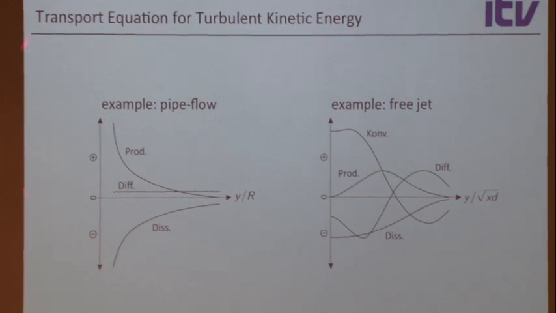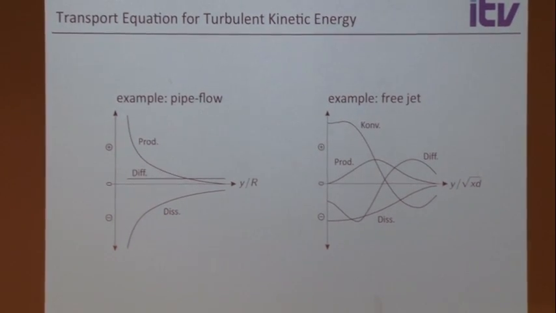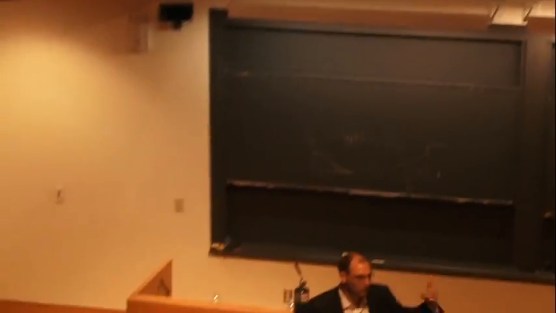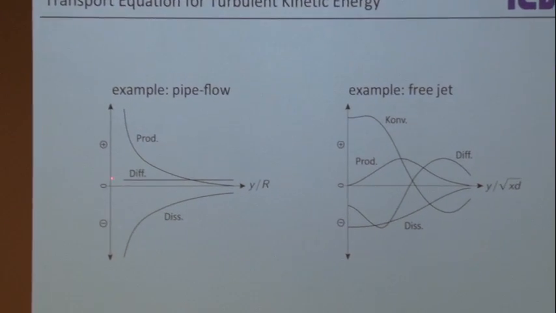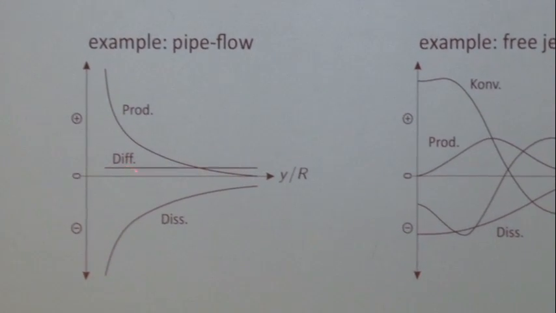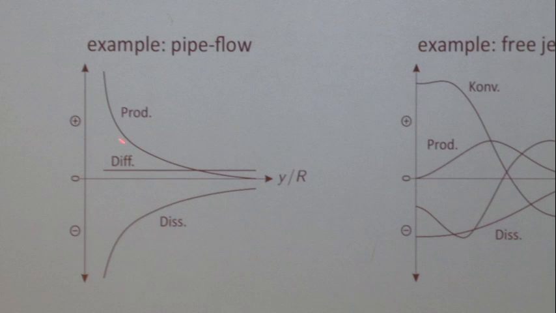Maybe we can just look at this one here. There are basically three terms in this equation: production, dissipation, and distribution by turbulence. It's called diffusion here. And this is the importance of these terms in the pipe flow. And you see that if you go closer to the wall, not right at the wall, but closer to the wall, then this distribution term becomes small, and production is equal to dissipation.